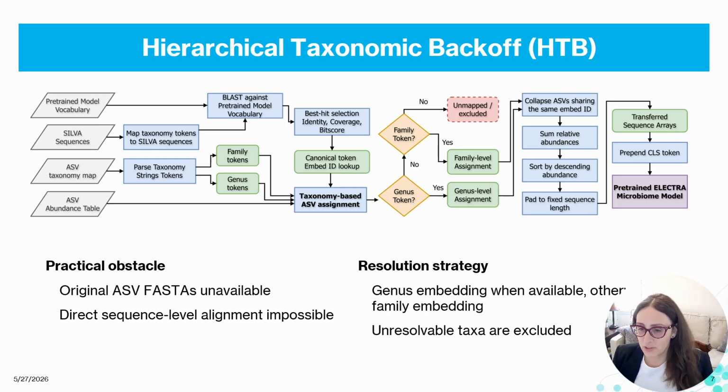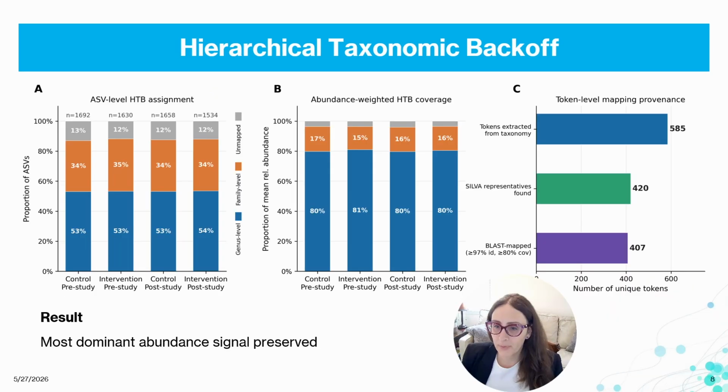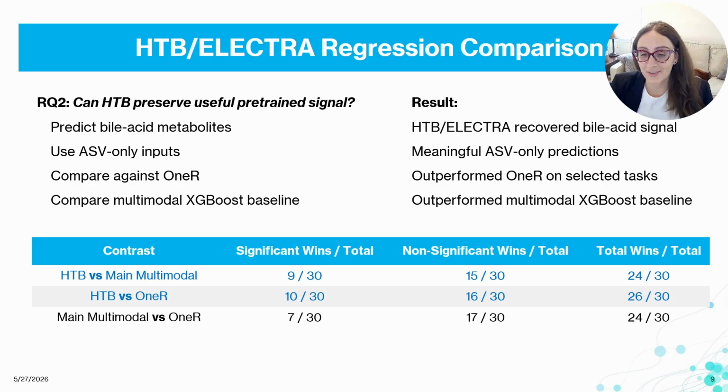In this study, that meant genus-level matches when possible, family-level matches otherwise, and exclusion of features that could not be matched reliably. This gave us a controlled but approximate way to construct pre-trained microbiome features. The result of this strategy was that most of the dominant abundance signal was preserved.